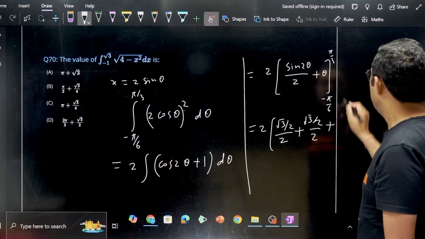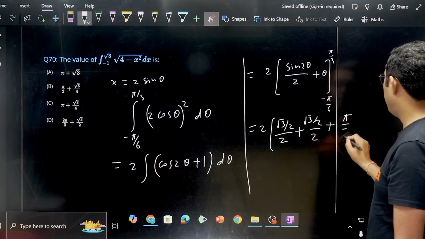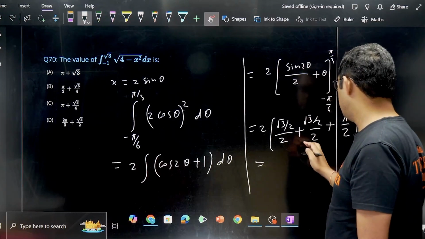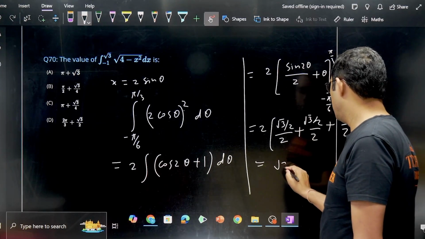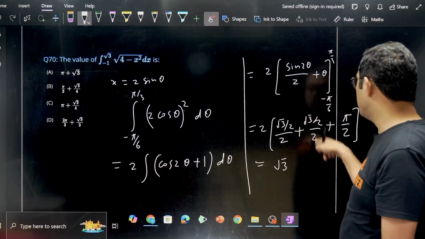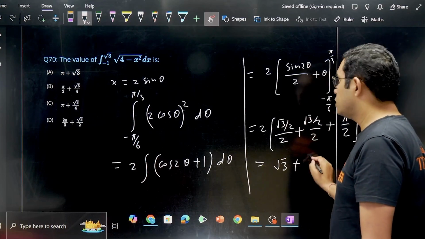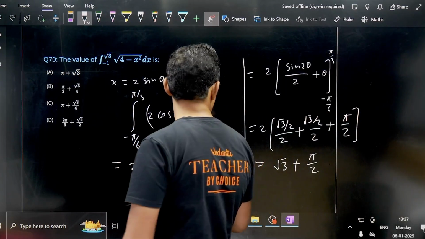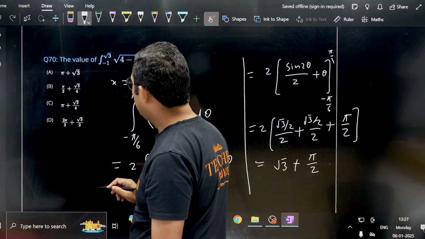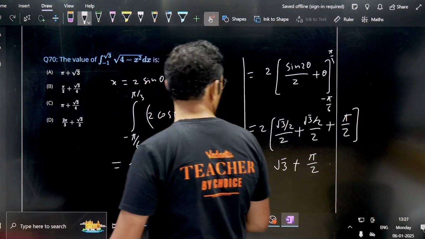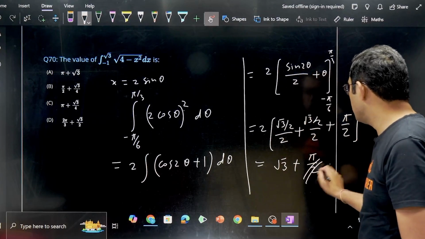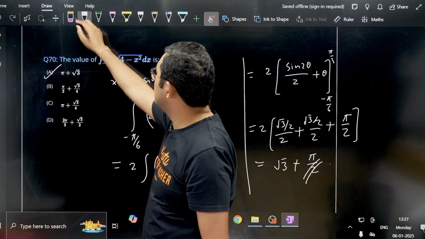And for theta, these two will get added, which gives you pi by 2. So here it becomes, I think this will be root 3, because this 2 will cancel these two, and root 3 by 2 plus root 3 by 2 is root 3. So root 3 plus pi by 2 should be the answer of this question. Root 3 plus pi by 2. Which option? No, actually 2 is multiplied with this pi by 2 also. So this is also cancelled. So root 3 plus pi. Answer for this question is A.